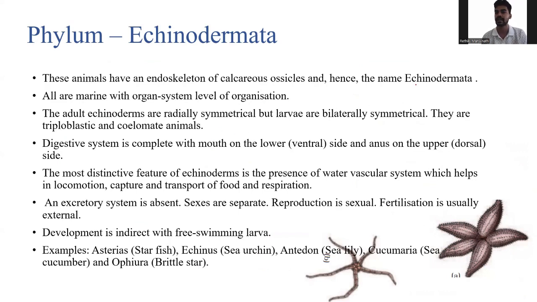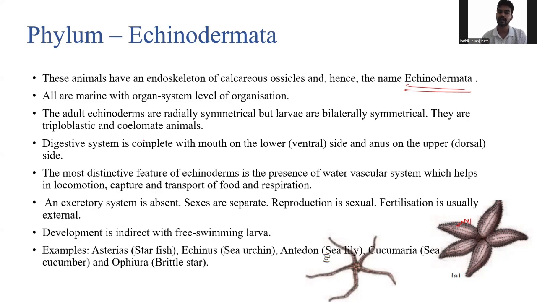Hence, they are called echinodermata. On their body covering, you will see calcareous ossicles present, just like this. Therefore, they are called echinodermata. Most of them are marine, with organ system level of organization.